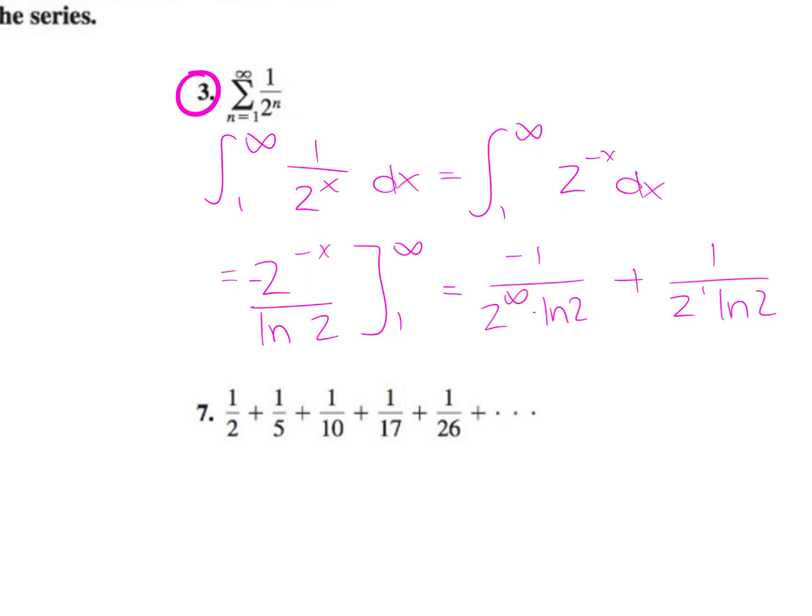Now, this is going to be what? Infinity, which makes this entire fraction equal 0. Plus this. So what does the integral test tell us? Because that's a constant, what do we know? It converges.